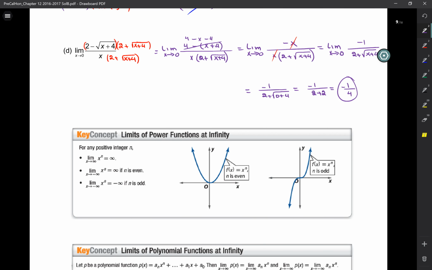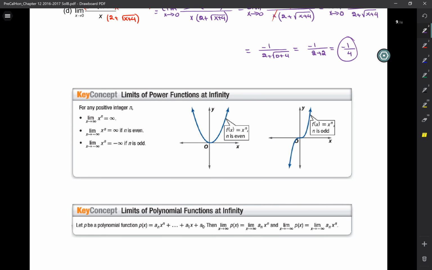When you really can't do any more algebraic simplification, and when you know that you're no longer going to get 0 over 0, it's safe. Okay, so let's talk about limits of a power function at infinity.